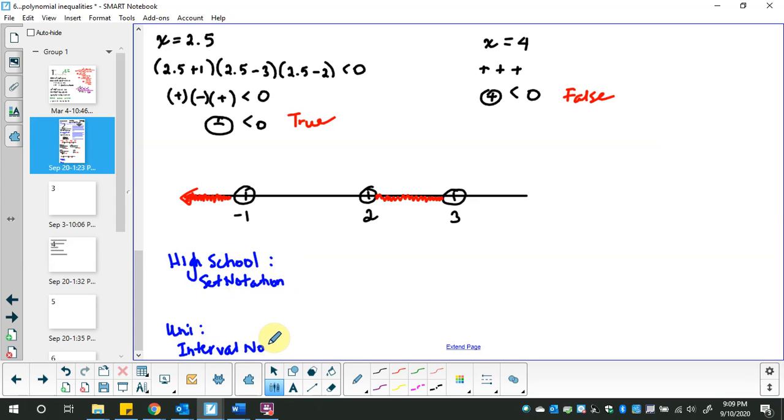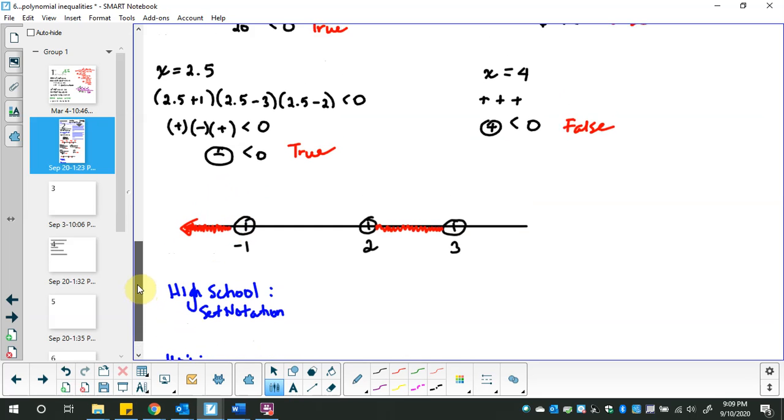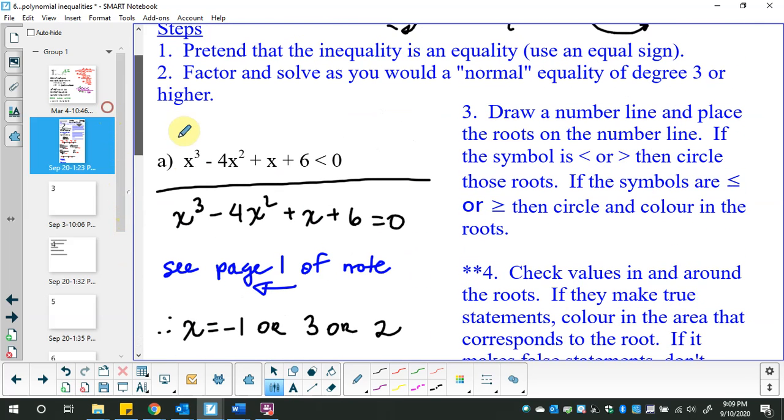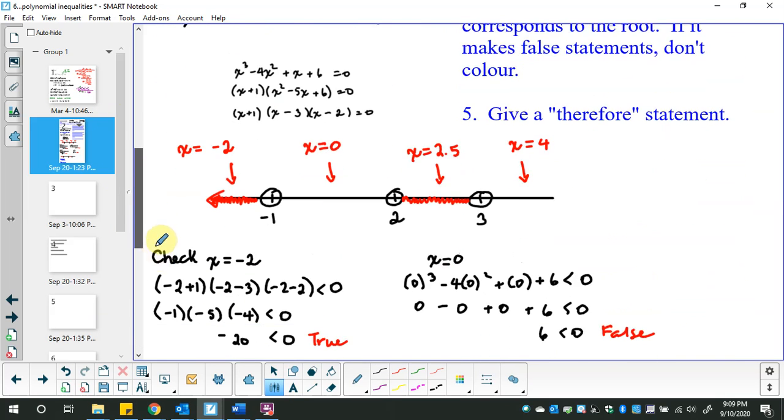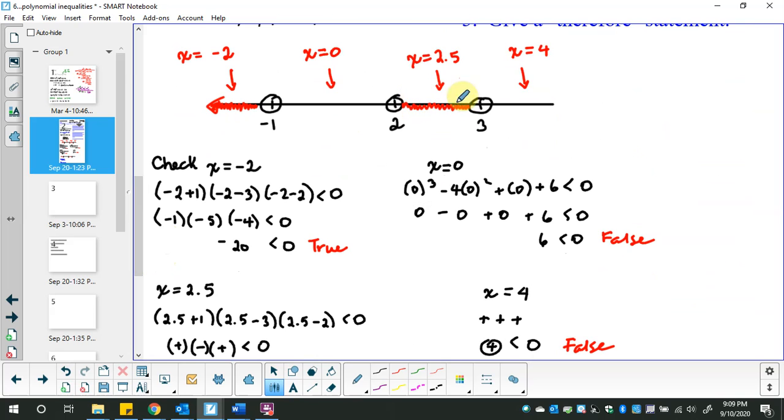Now, before I forget, what this picture is showing us is that if we take any number that is to the left of -1, so less than -1 but not equal to it, and we insert it into this statement, you will arrive at an answer that is less than 0. If you take a number between 2 and 3, you will also get a true statement. But if you pick a number between -1 and 2, or a number that's bigger than 3, you will get a false statement. So that's what that's saying.